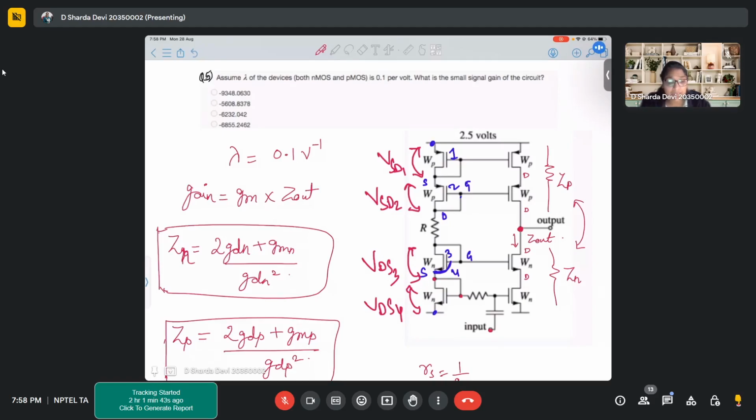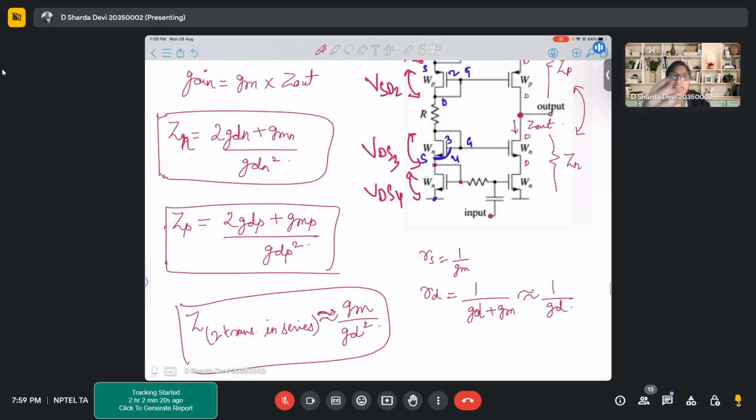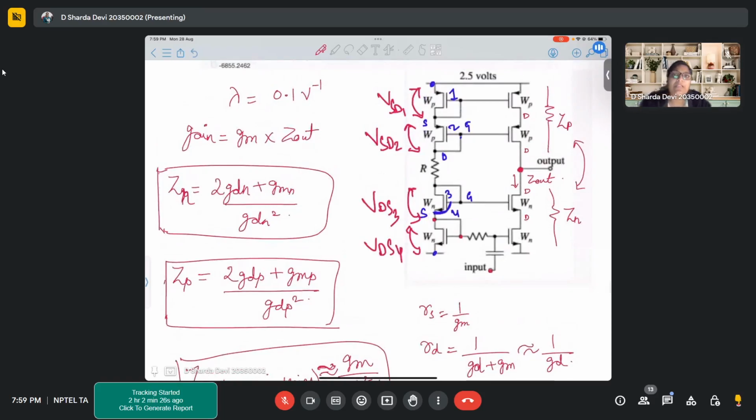Yeah, because see, when the number of transistors increases, it is really difficult. If you go on solving the small signal model, you cannot even draw that small signal model within a single page. So it will be very difficult. That's why people remember a few shortcuts, as I mentioned: RS is 1 by GM, RD is 1 by GD plus GM or 1 by GD. By using these shortcuts and looking through the terminals, they simply write the Z out, which is more or less correct. So by using shortcuts and all, people come up with the formula.